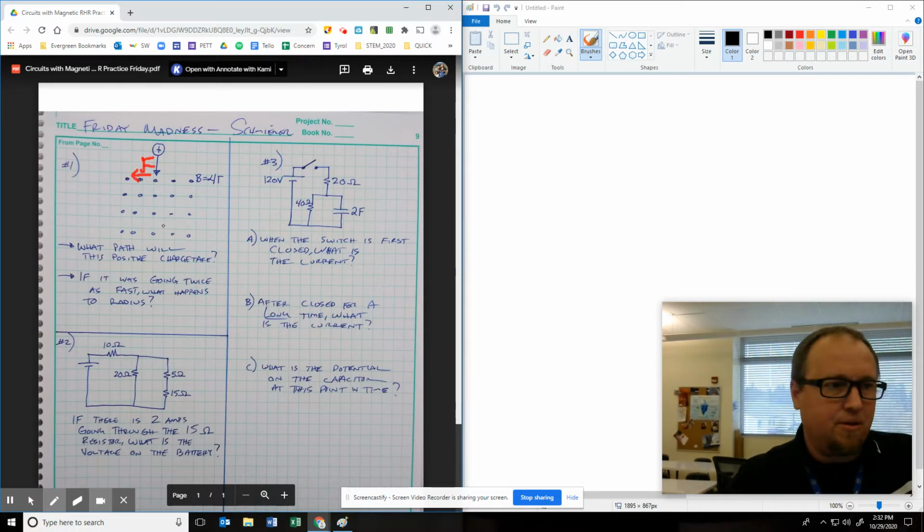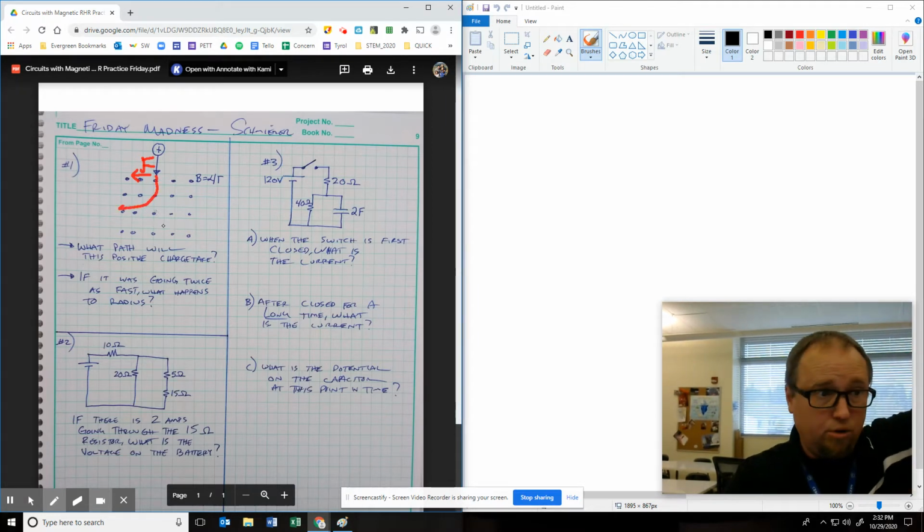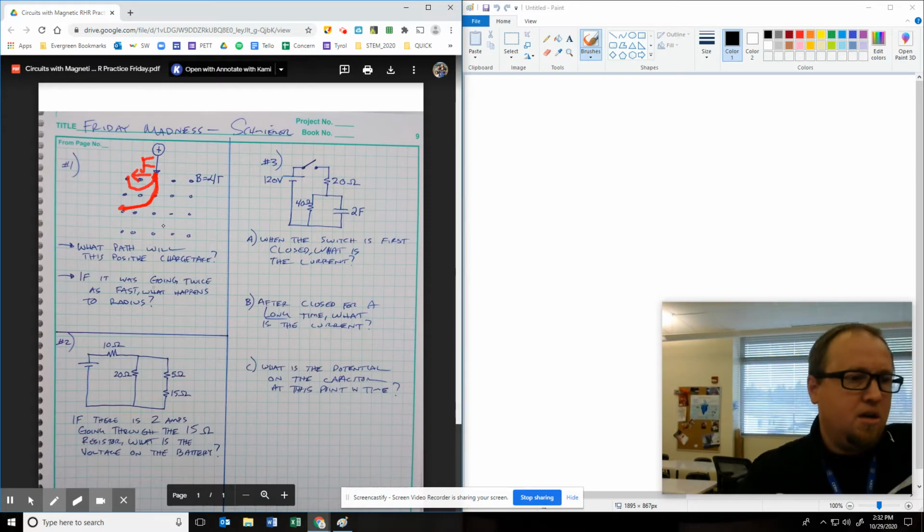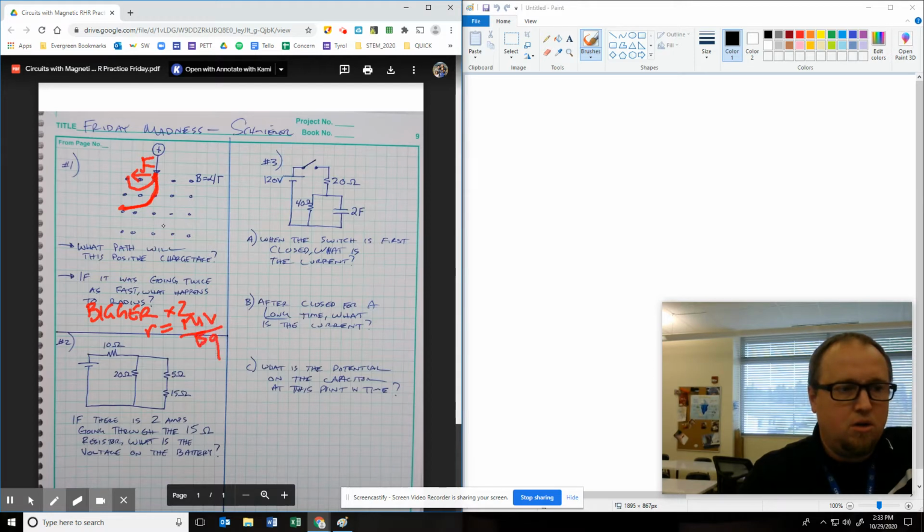If I think about what path it'll take, it'll go like this, or maybe it does a whole loop, if I'm just drawing a part of a circle. If it was a tighter corner, it would do this. If it was less, it would just be a bigger radius. If it was going twice as fast, what would happen to the radius? It would be a bigger radius. It would actually be times 2, because in class we talked about radius is mv over bq. So if my velocity is twice as big, my radius is twice as big.